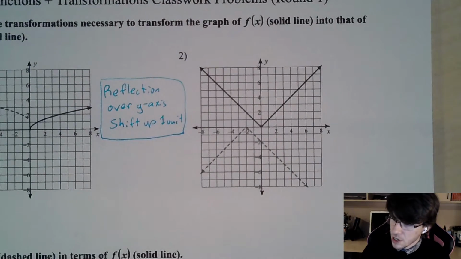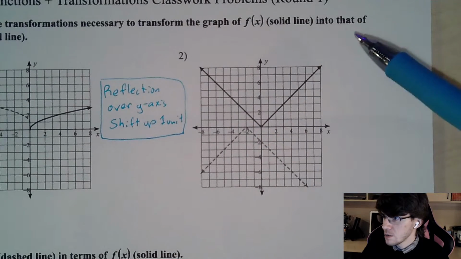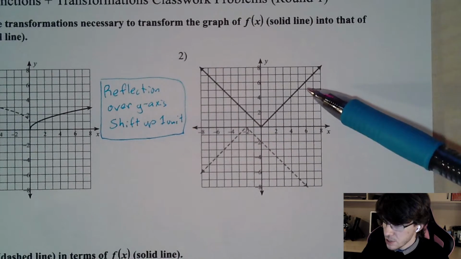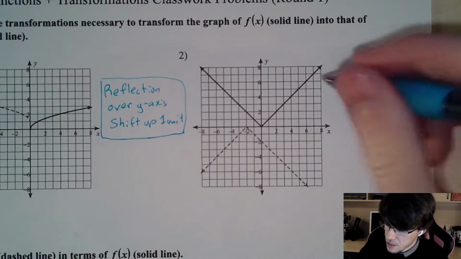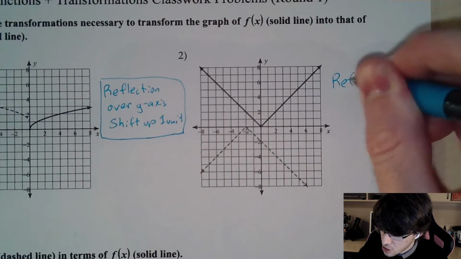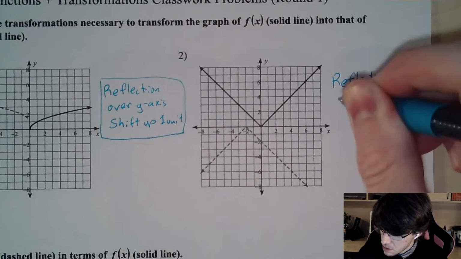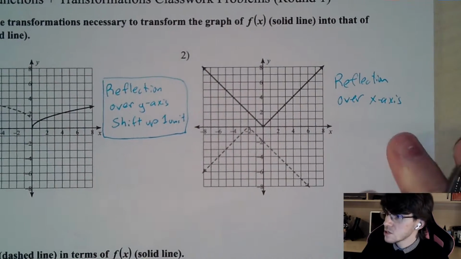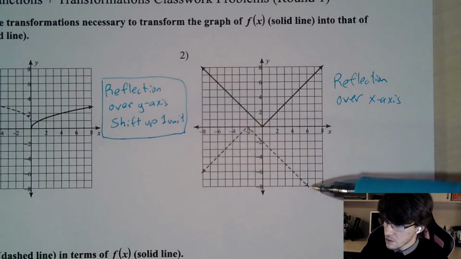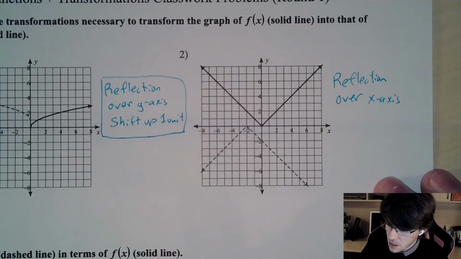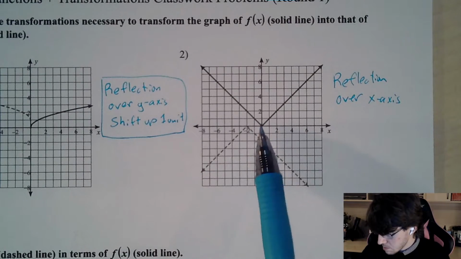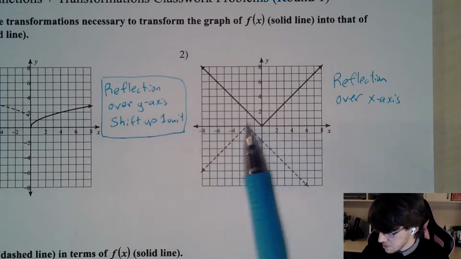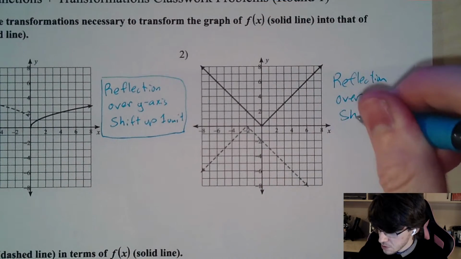Number 2 has a very similar idea. Hopefully you notice that the graph is pointing up for the solid line, and it's pointing down for the dotted line. So now that's another reflection, but this time it's a reflection over the x-axis. Instead of pointing up, now we're pointing down. In addition, that little V solid point was in the center, but it's been moved over to the left 2 units. So we'd say shift left 2 units.